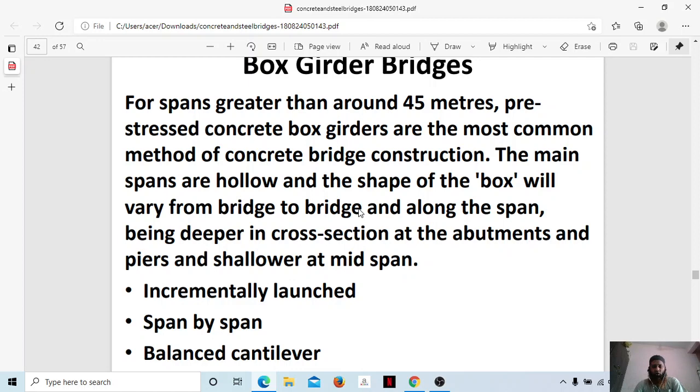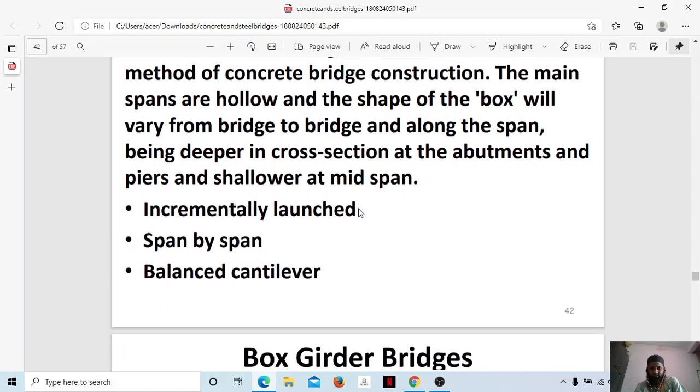The main spans are hollow and the shape of the box will vary from bridge to bridge and along the span, being deeper in cross section at abutments and piers and shallower at mid-span. So it is deeper in cross section at the abutments and shallow at mid-span. Incrementally launched, it is span by span balanced cantilever. So all this is there with box girder.